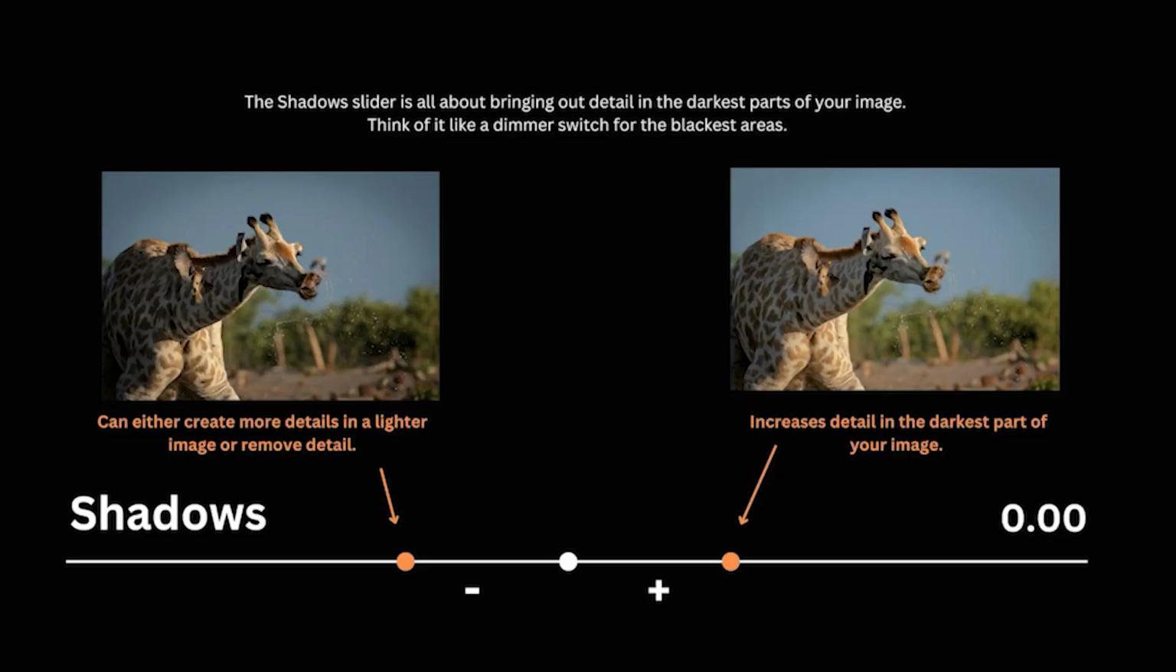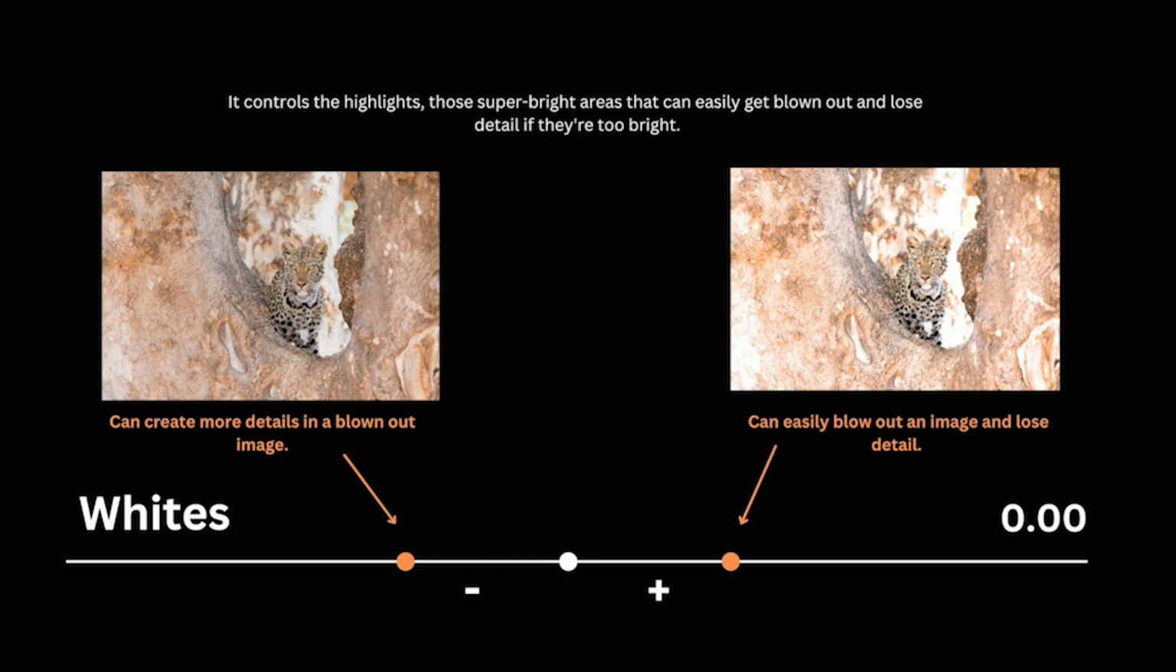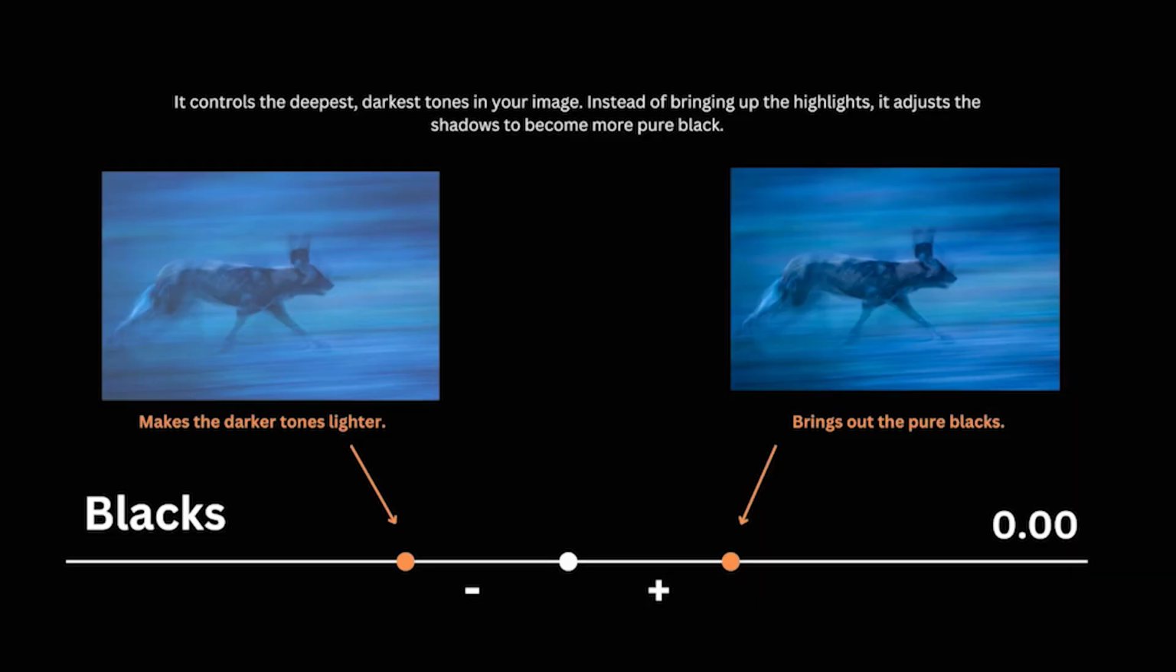The shadow slider is all about bringing out detail in the darkest parts of your image. Think of having a dimmer switch in the blackest areas. The white slider is like a volume knob for the brightest parts of your image. It controls the highlights, those super bright areas that you can easily get blown out and lose detail if they're too bright. The black slider in Lightroom is like the opposite of the white slider. It controls the deepest, darkest tones of your image. Instead of bringing up the highlights, it adjusts the shadows to become more pure black.